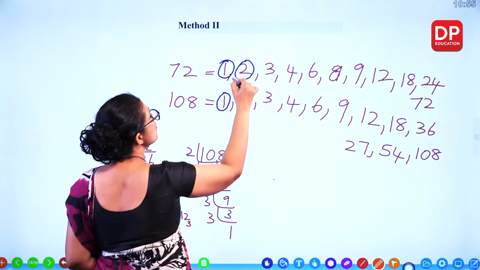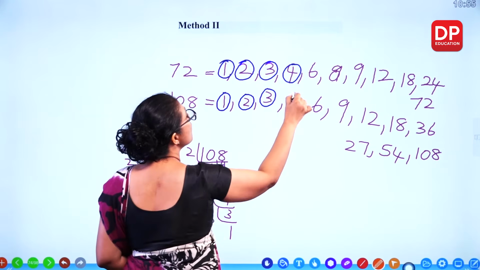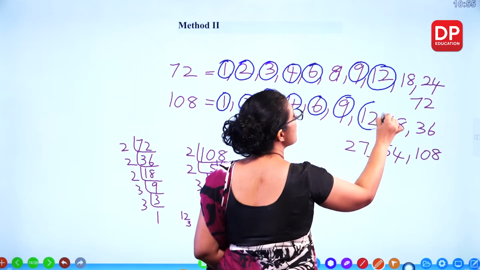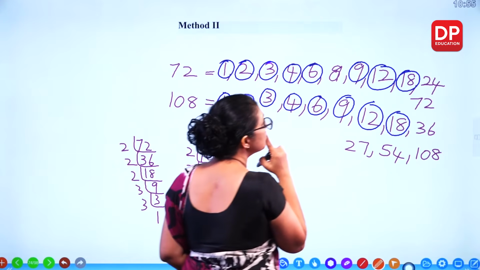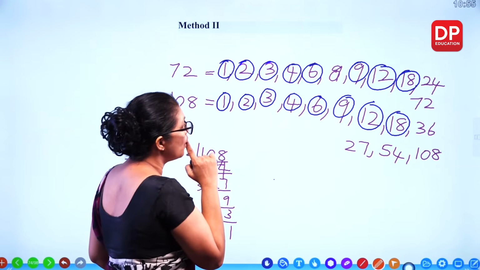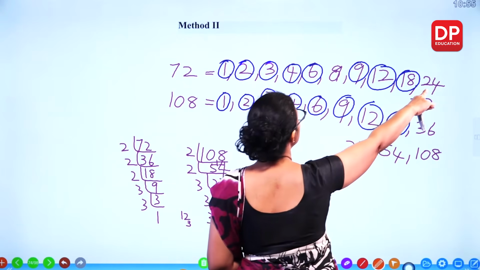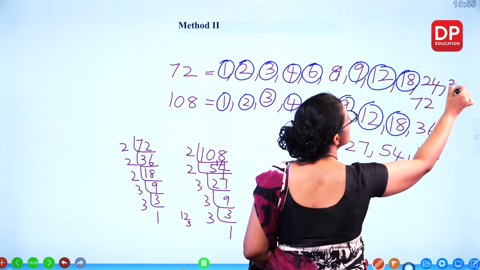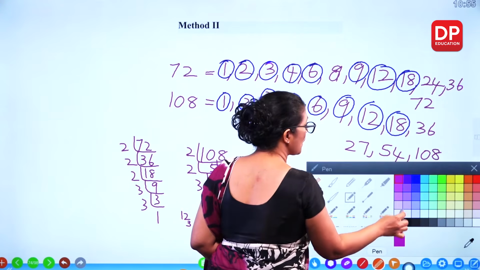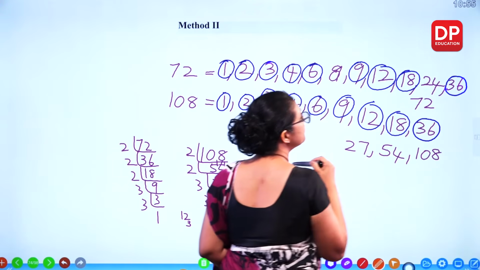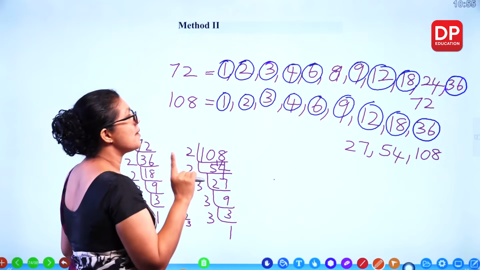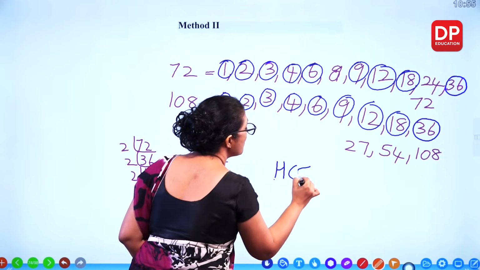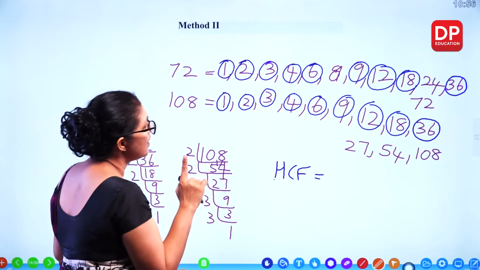1, 2, 3, 4, 6, 9, 12, 18. And here, this is also divisible by 36. We forgot to write down 36 times 2. So 36 is also common. 72 and 108. Other numbers are not common. Out of these common numbers, what's the highest common factor? Out of these, the highest one is 36.